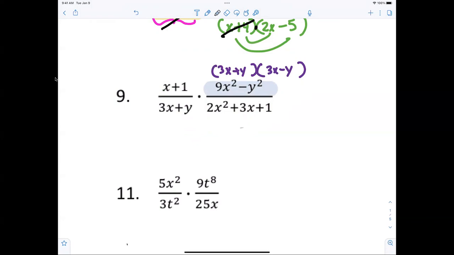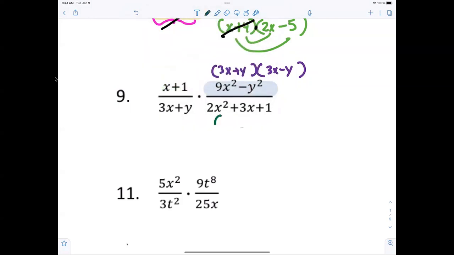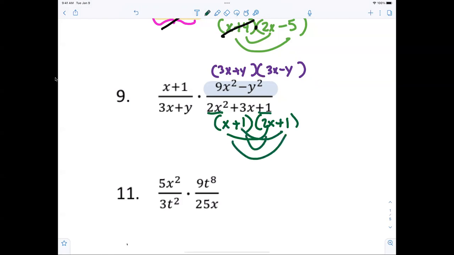Now, what do you think 2x squared plus 3x plus 1 is going to factor to? You're saying there's an x plus 1. I dare say there is an x plus 1. And what's the other factor going to be? 2x plus 1. Because why? 2x times x is that 2x squared. 1 times 1 is that 1. And if we do our little smiley faces, 2 and 1 makes 3. Come on, guys, let's not make this hard.